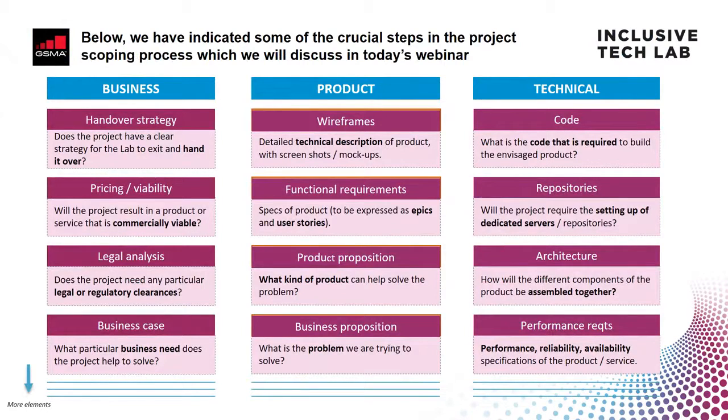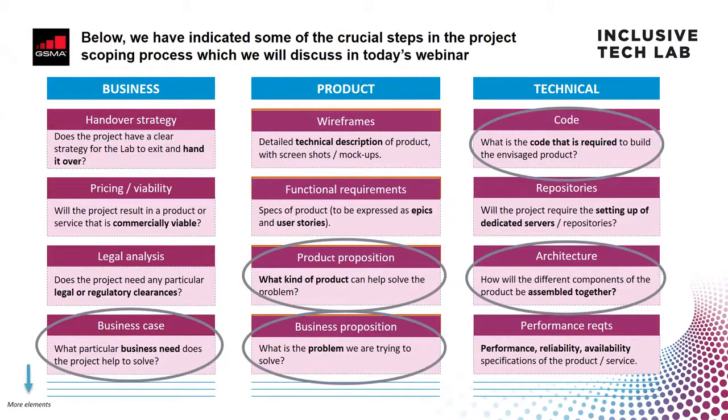Starting with the one in the middle, on product, we really look at what is the problem, the business proposition, what is the outcome, the product proposition, functional requirements, wireframes that the product would have that we are trying to achieve through this project. On the business, very briefly, we look at whether whatever we are trying to achieve will be commercially sustainable, and on technical, we look at how it will be put together through things like architecture, code, etc. But we'll go into a lot of detail on these topics in the webinar today.